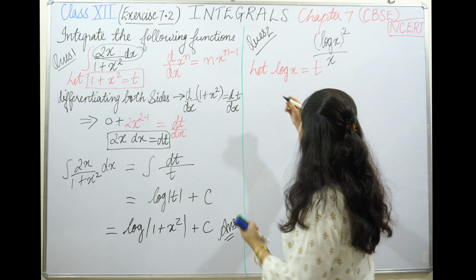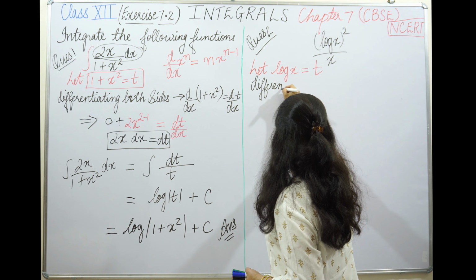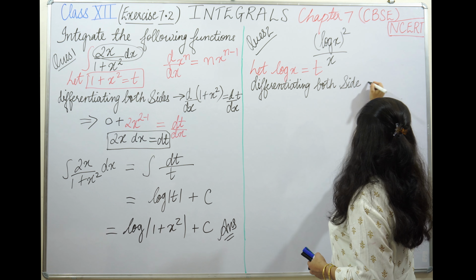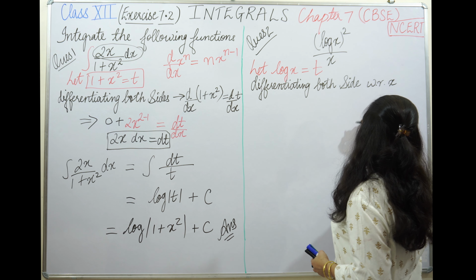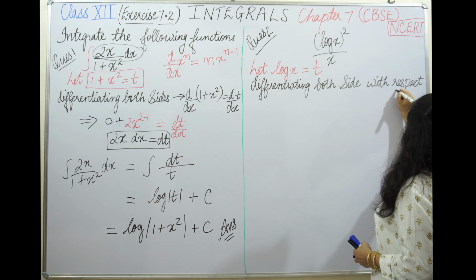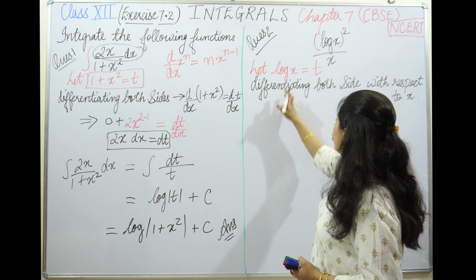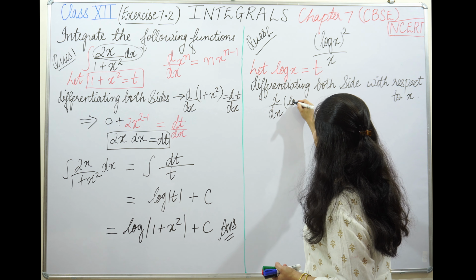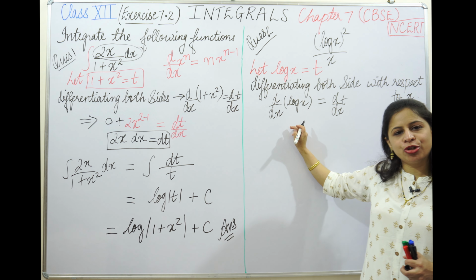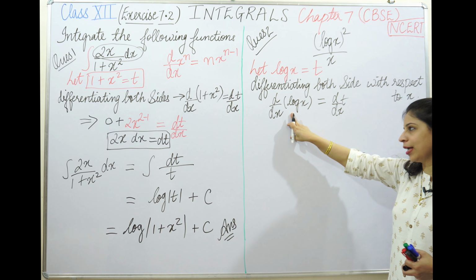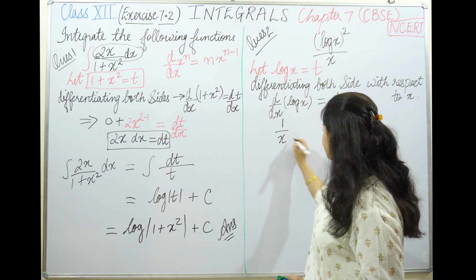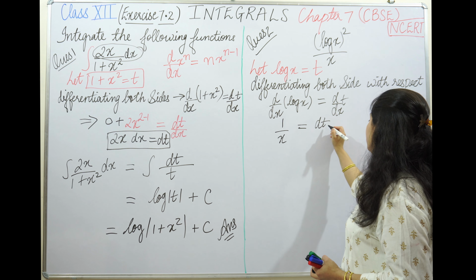Now again the same process, same steps we will be doing: differentiating both sides with respect to x. So over here d over dx of log x is equal to d over dx of t. We can easily differentiate log x. We know the formula for log x. We have also seen in the differentiation chapter how to differentiate log x. So the derivative of log x is 1 upon x. And from here, the right side is dt over dx.